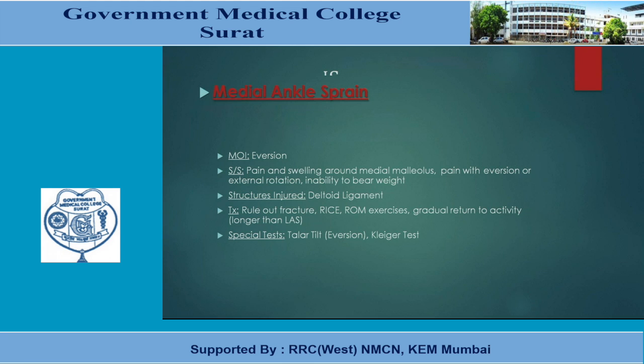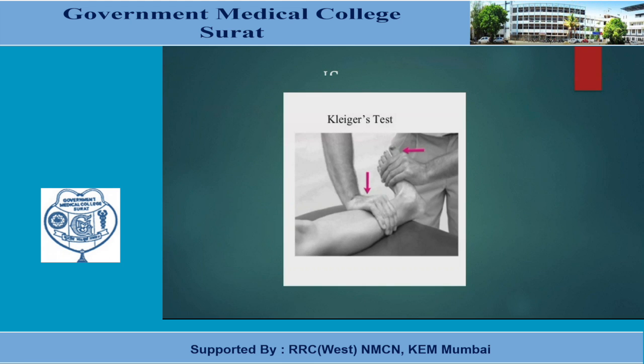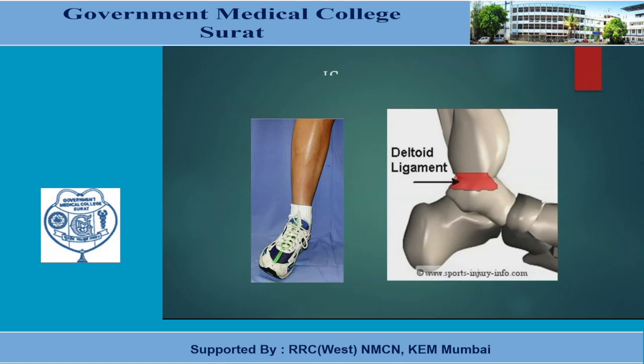Now the special test, the Taylor test or Kleiger test. If the patient has pain on external rotation of the foot, there might be a torn deltoid ligament. So the Kleiger test is used for the deltoid ligament. This is the torn deltoid ligament. This is the eversion injury.